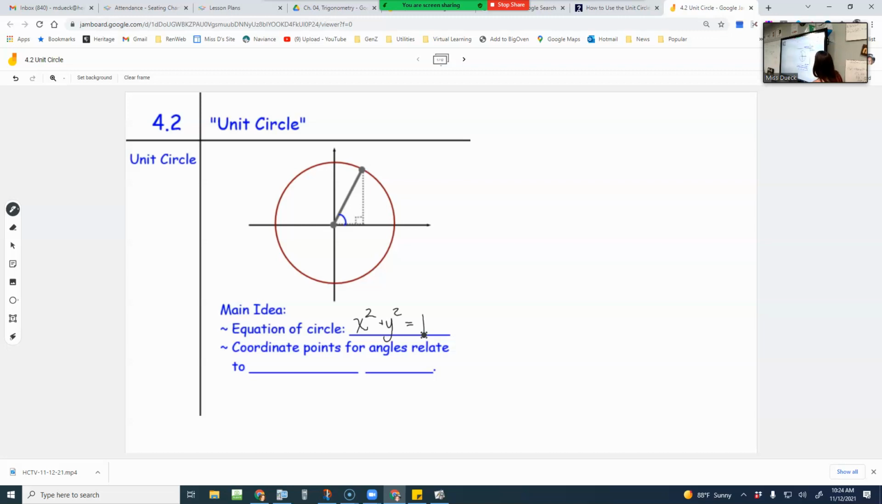The coordinate pairs on the unit circle that you guys have a picture of, right? The coordinate pairs relate to trig ratios. By trig, what do I mean? Trig is short for what? Trigonometry. Okay, that's great, but this is an adjective. There you go. Trigonometric ratios. Coordinate points for angles relate to trigonometric ratios.